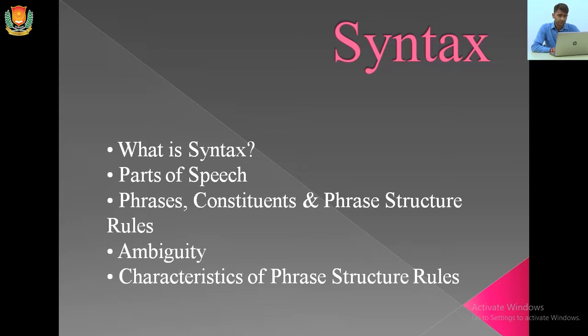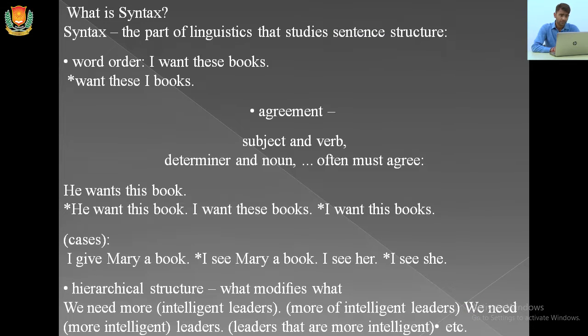What is syntax? Syntax is actually the part of linguistics that studies sentence structure. Under this title, syntax, we will study sentence structure as well as grammatical patterns, even word order as well. What is word order? When we learn about word order, for example, the sentence is: I want these books.